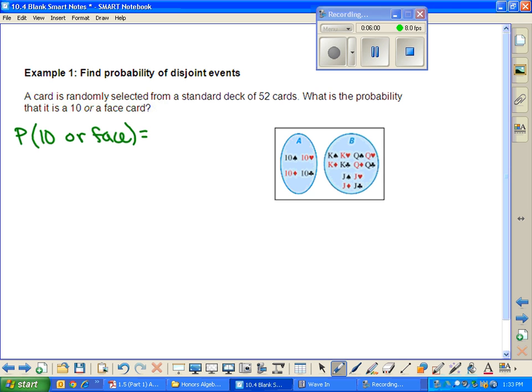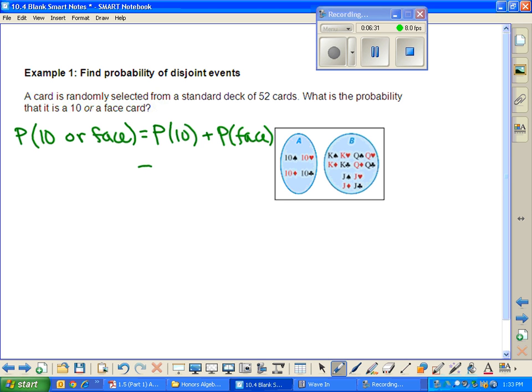So let's do probability of 10, right? We're using our formulas right above, plus the probability of picking a face card. Do I need to subtract the probability of 10 and a face card? No. Ryan, why not? Yeah, there's no overlap. There's no such thing as picking a card that is a 10 and a face card. So there's no overlap. And you can even see it in the picture here.